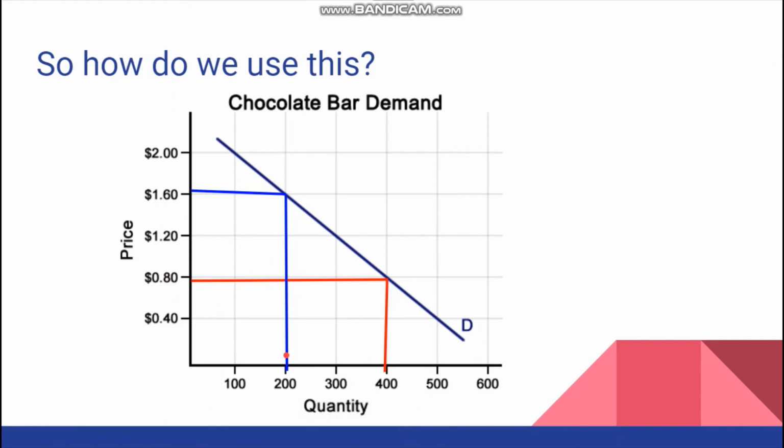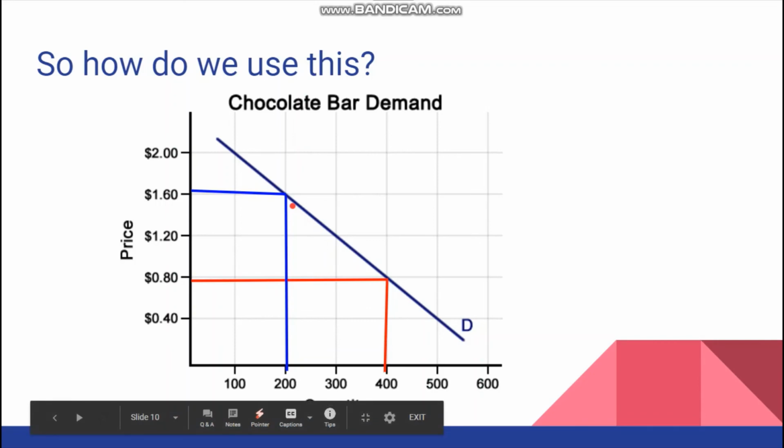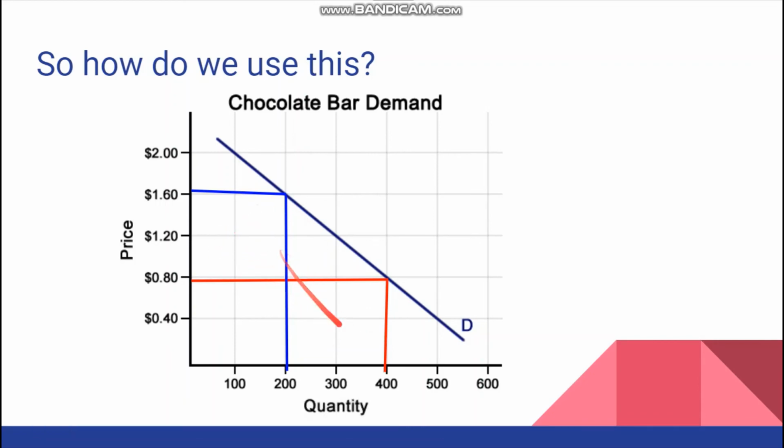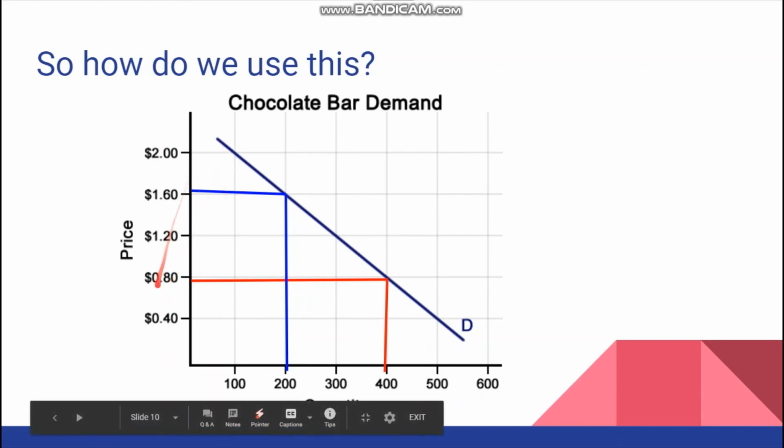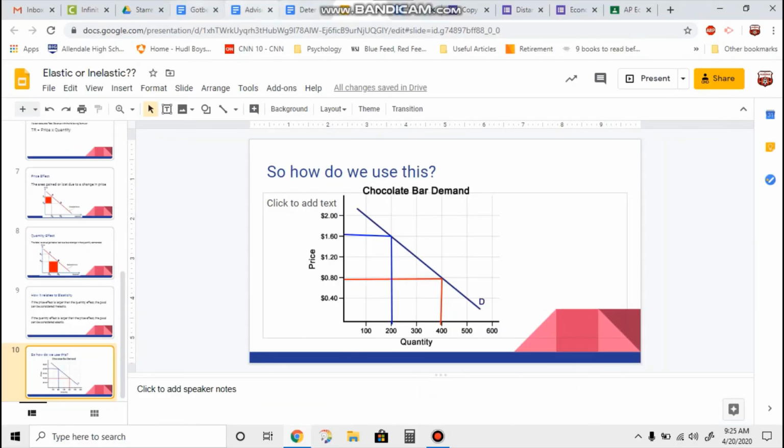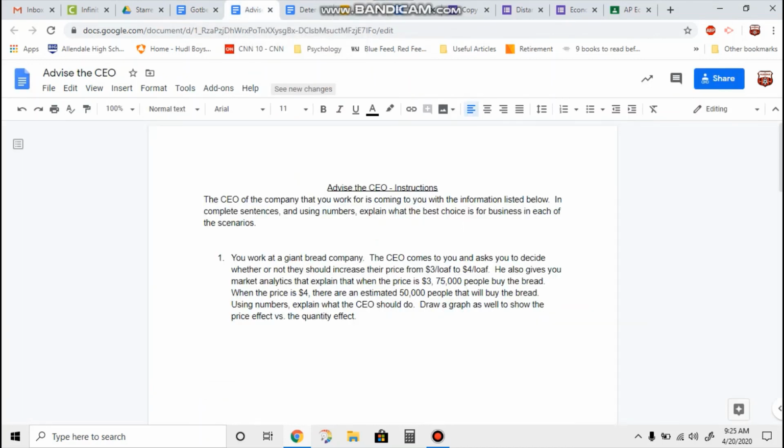So what you're going to need to be able to do, though, is in other cases, look at the values that you're given and determine, okay, how much money is gained versus how much revenue is lost. And so what you're going to see is questions like this.